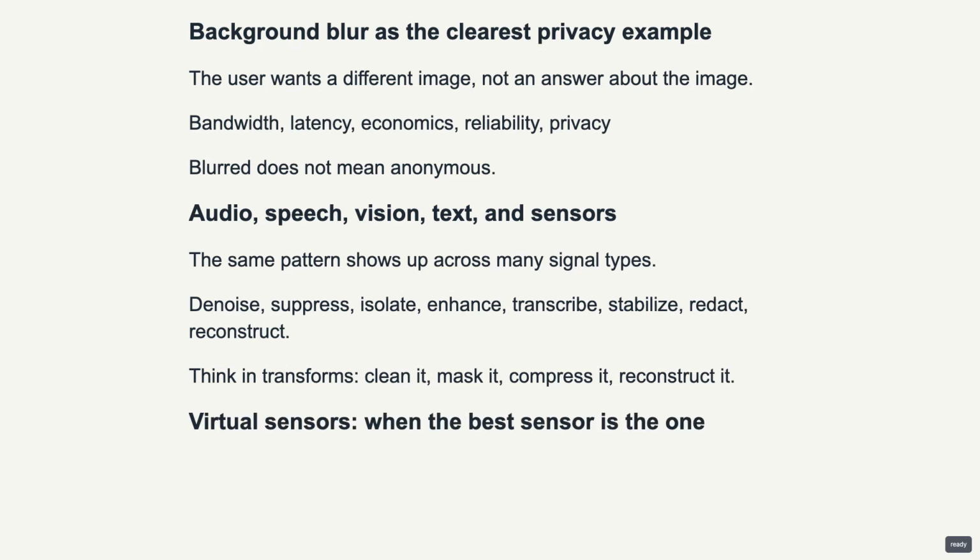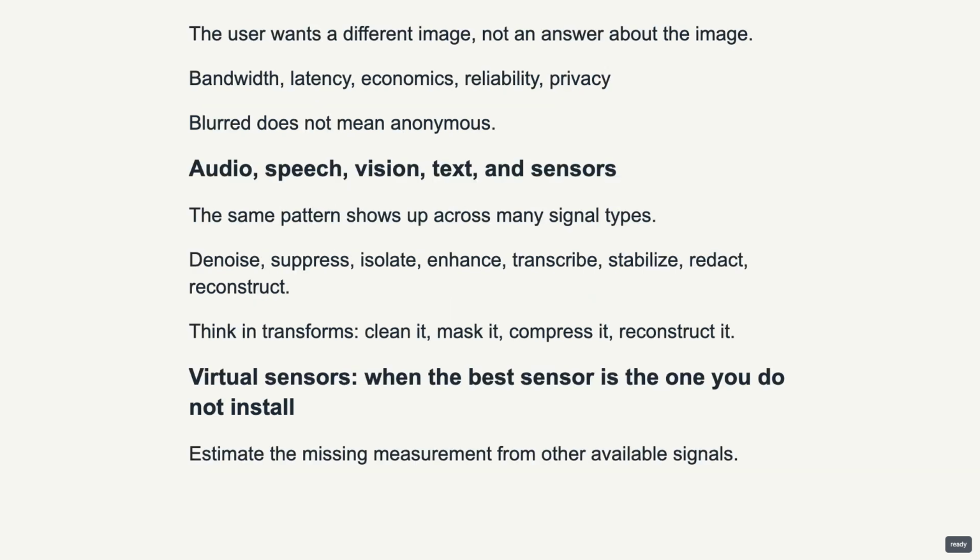Virtual sensing makes the transformer idea even clearer. Instead of installing an expensive physical sensor, the device can infer that missing measurement from signals it already has. The basic trick is to combine cheaper measurements and learn how they map to the value you actually want. That can reduce cost and power while still giving a reading that is good enough for the task.